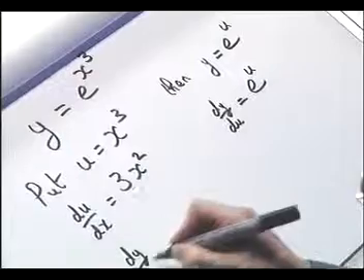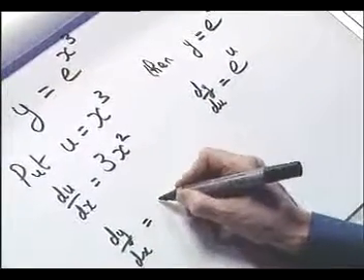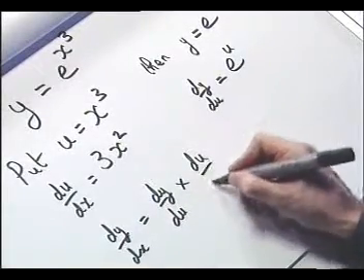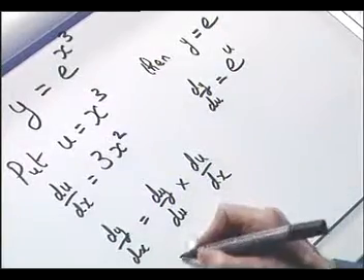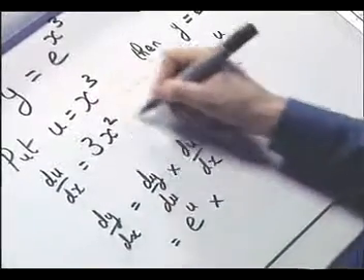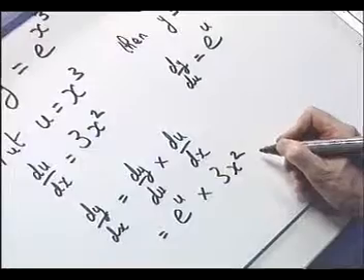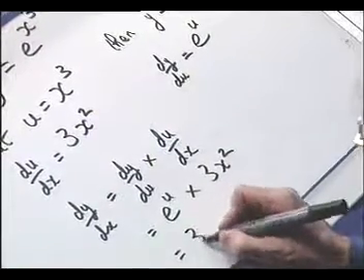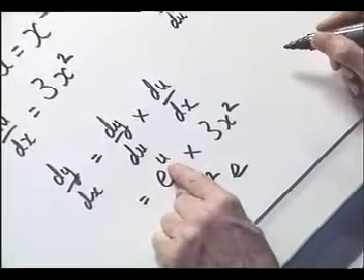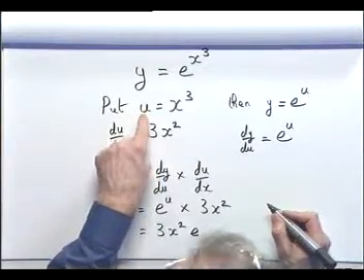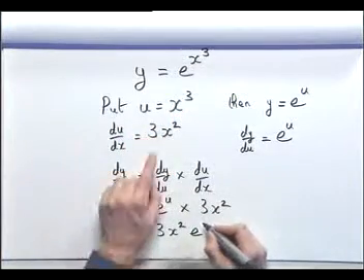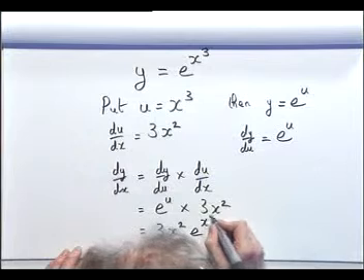Bringing those two bits together to give us dy by dx through the chain rule, dy by dx is dy by du times du by dx. dy by du is e to the power u, times du by dx, which is 3x squared. Move the 3x squared through to the front, e to the power, and now we made the substitution that gave us u. We put u equals x cubed, and now we need to reverse that substitution and replace u by x cubed.